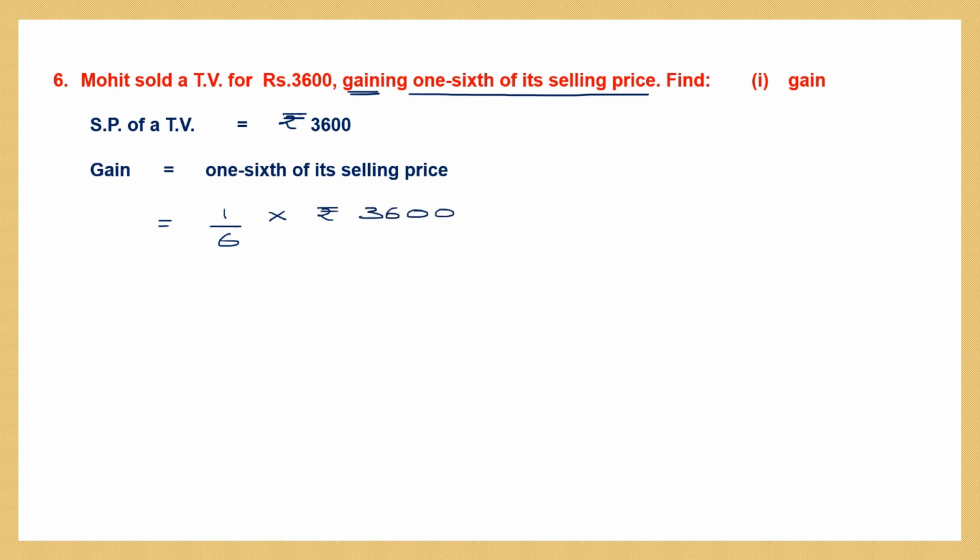So now we've got this. Let's cancel. 6 into 6 is 36 and then two more zeros. So here we have 1 into 600, which is 600, and it's a gain, so 600 rupees. So we have found out the gain. The gain is 600 rupees, and this is our answer.